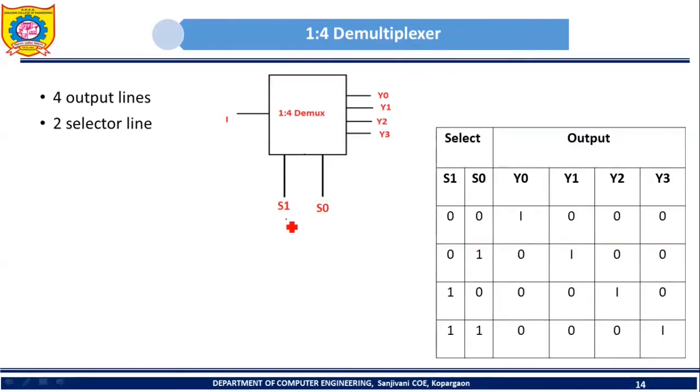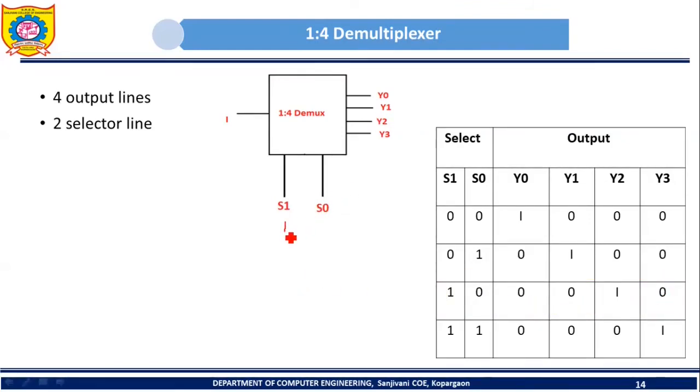Now consider the next possibility. Suppose S1 is 1 and S0 is 0. What is the decimal equivalent? 2. So that's why which output line will be selected? Y2. What will be the value of Y2? Y2 will be I, and the remaining output lines will be 0. You can observe the same thing in this particular row of the table. So for 1, 0, Y2 will be selected, Y2 will become I, and the remaining outputs will be 0.